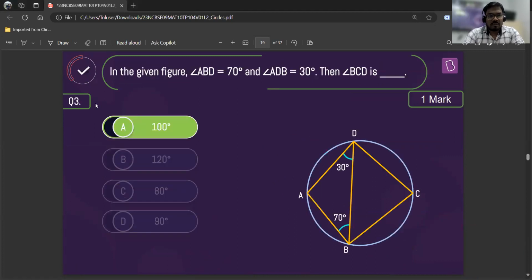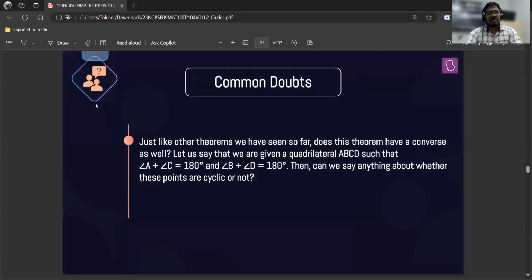So these are the answers from the first and second question that we have already discussed. Now this is the important part. Common doubts people have. Just like other theorems we have seen, like the midpoint theorem, right? In the midpoint theorem, the two midpoints are given, then the line passing through them is parallel to the third side, right? And its converse is also true. Yes or no?